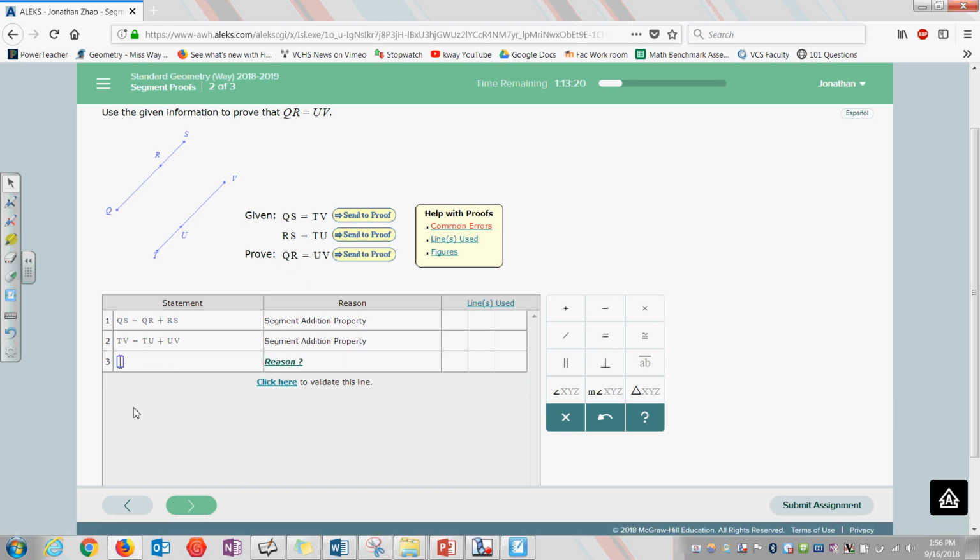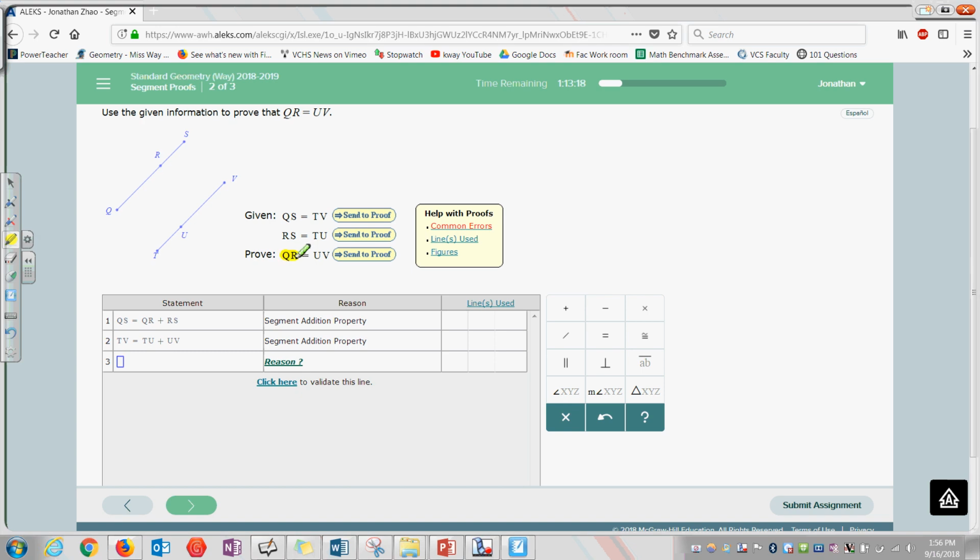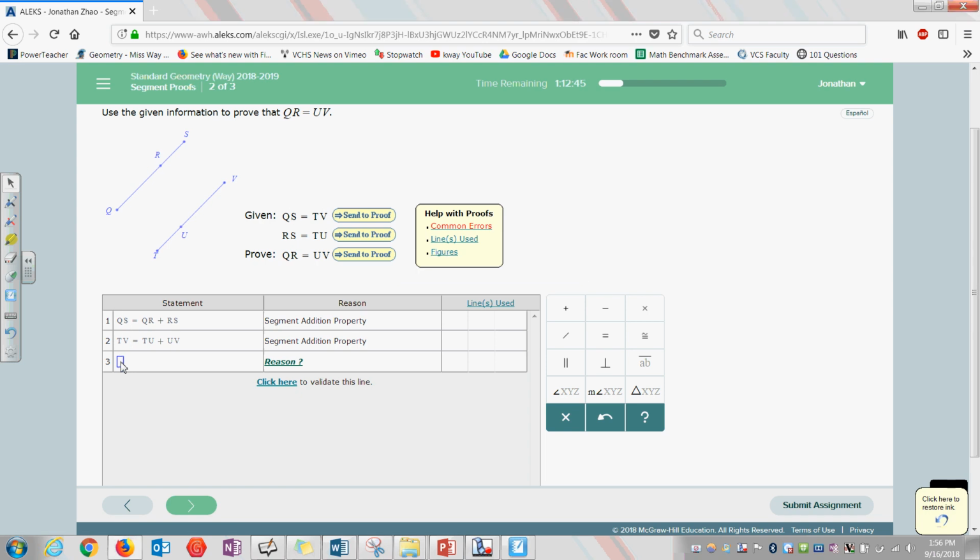Now keep in mind what we're trying to connect. We're trying to get that QR and UV on the same line. There's QR, there's UV. So somehow we have to say something that's true that gets them connected. And what connects them is right here, US and TV being equal. So that's like the Lego piece that connects the two pieces. So first we have to put that connector down. We're going to send it to the proof. That's given.